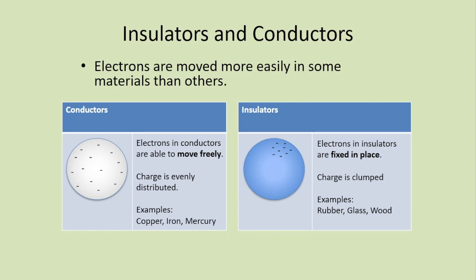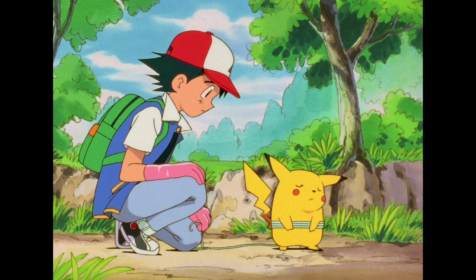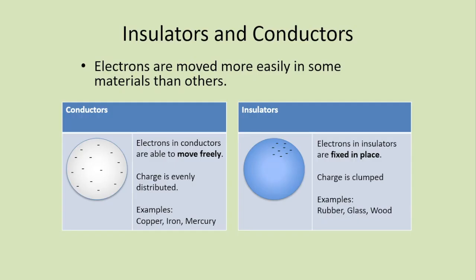Think back to that first episode of Pokemon, when Ash gets his Pikachu, and his mom gives him those rubber gloves. Why does she do it? Well, that's because she doesn't want Ash to get shocked by Pikachu. And she knows that rubber is a good insulator, meaning that it will protect Ash from Pikachu's lightning. Or, in other words, Pikachu's buildup of electrons.